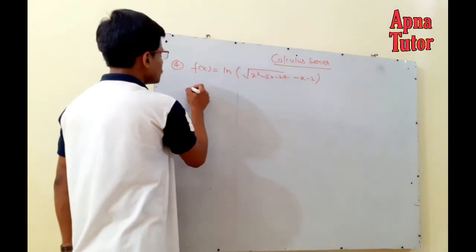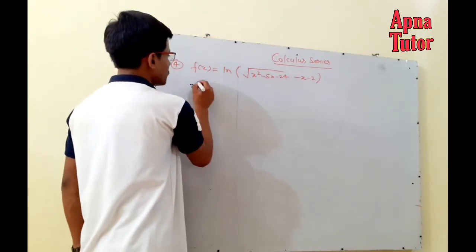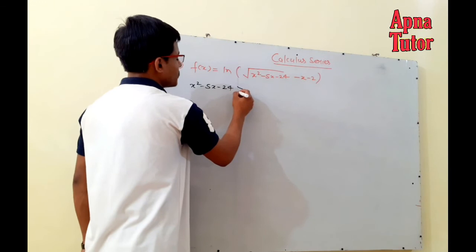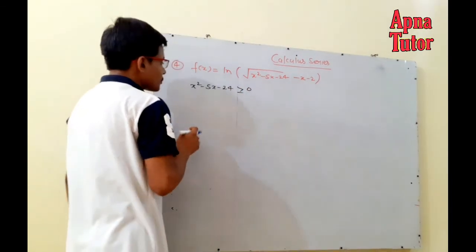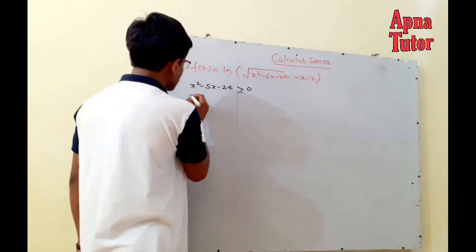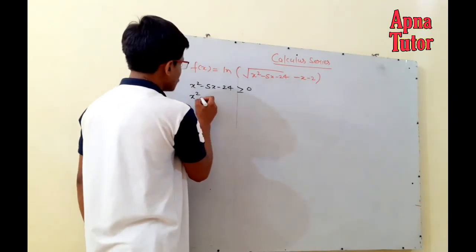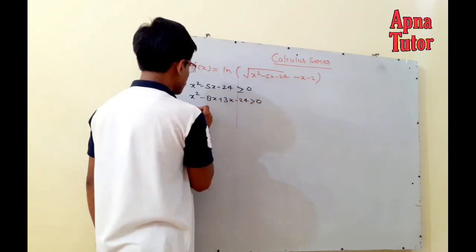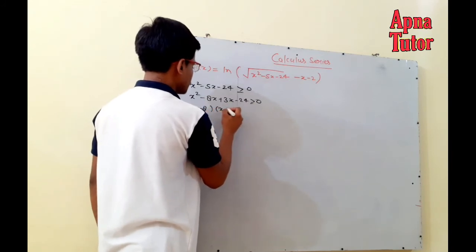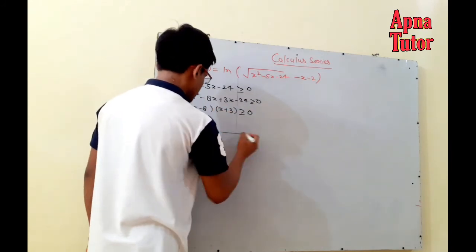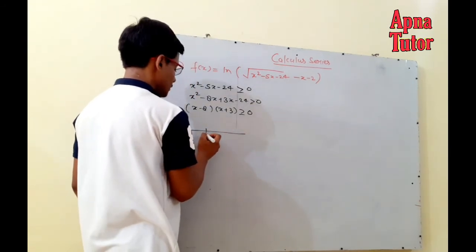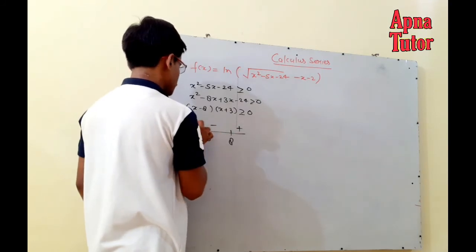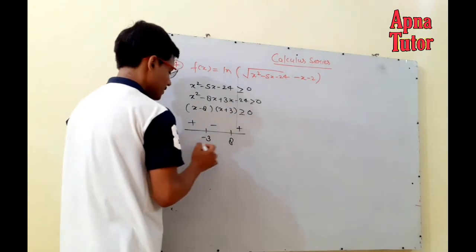So what you have to do, you have to make this inequality positive. So you will write down, x square minus 5x minus 24 greater or equal to 0. So what are the factors of this inequality? Those are minus 8x plus 3x minus 24 greater or equal to 0, so x minus 8 and x plus 3 greater or equal to 0. When you plot the points on the real number line, x equal to minus 3, x equal to 8, with signs plus, minus, plus.